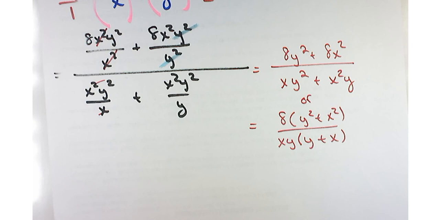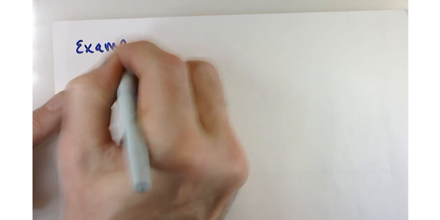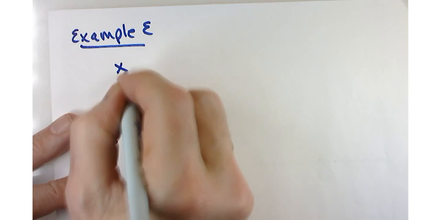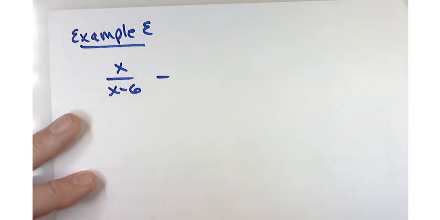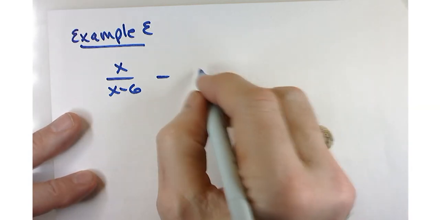All right, let's do one last one. I'm going to make a comment on one of the ones in the homework. That last one I want to do looks like this. This is example E, part of example E: x over x minus 6, minus 2 over x plus 7.